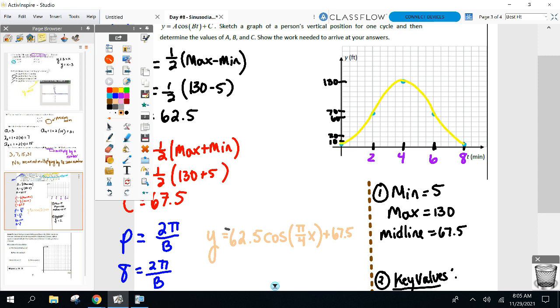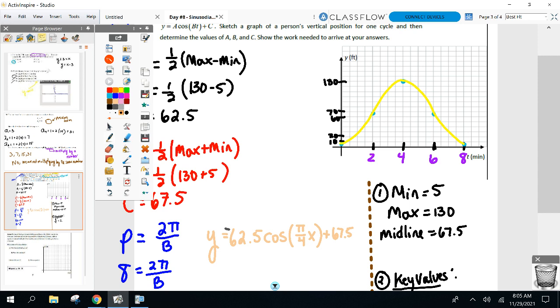A lot of work goes into this. There'll be one problem like this on Wednesday at the end of your test. One problem like this where you have to give me A, B, C, and graph it. Questions here?